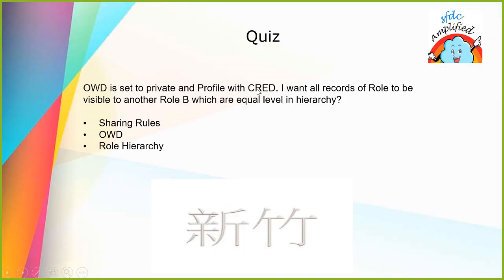This is how we set private, and a profile with CRED, create, read, edit, delete permission. I want all records of role A to be visible to another role B. When they are both in the same hierarchy, it's not the role hierarchy we can use. OWD is anyway private. Sharing rule is the one we need to use for this case. So that's how this works.